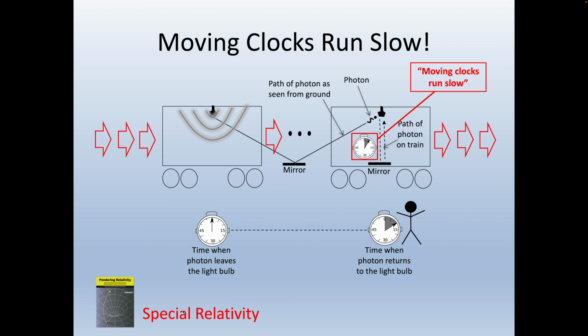The mnemonic that scientists use to help us remember this is that moving clocks run slow. Moving clocks run slow to account for the shortened pathway of light as experienced on the moving platform, or sometimes referred to as compressed space. Moving clocks run slow.